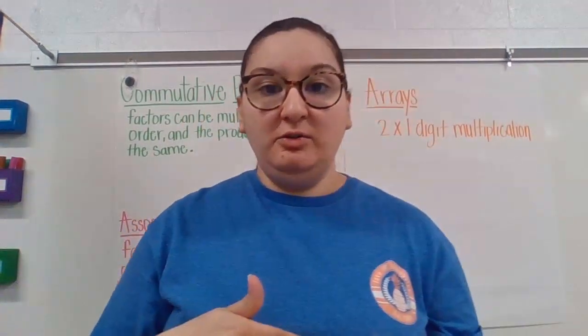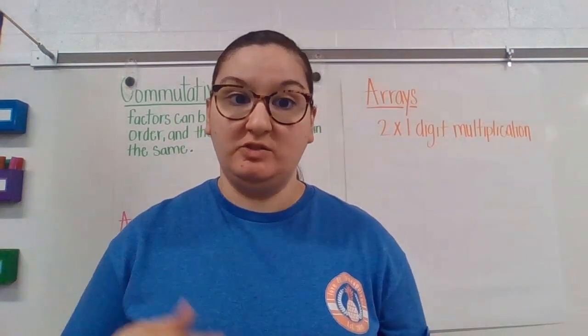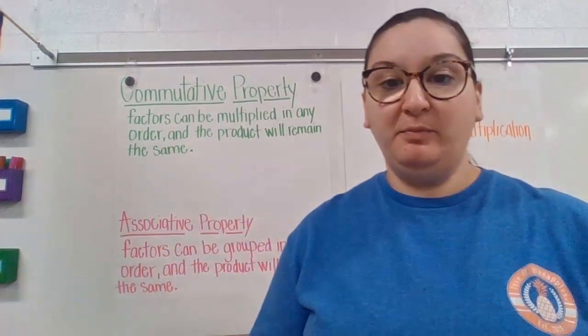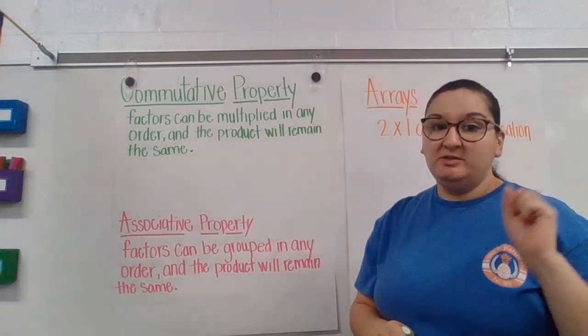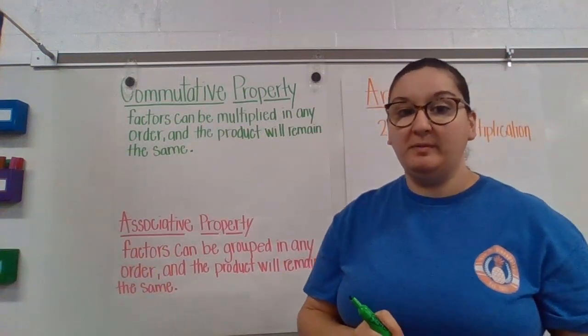So we're going to review what we were working on before break before we go into what we're going to do this week. One of the things we talked about was commutative property. Commutative property is when factors can be multiplied in any order and the product will remain the same.